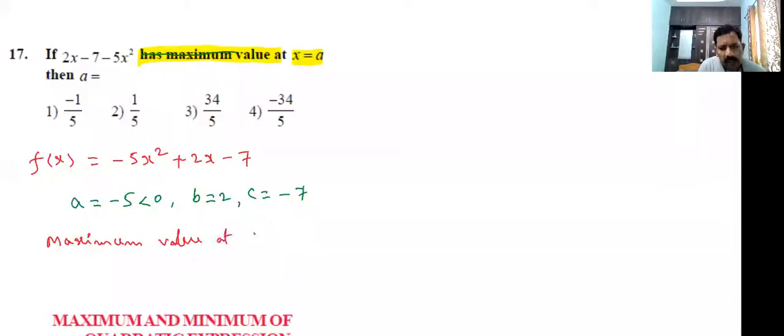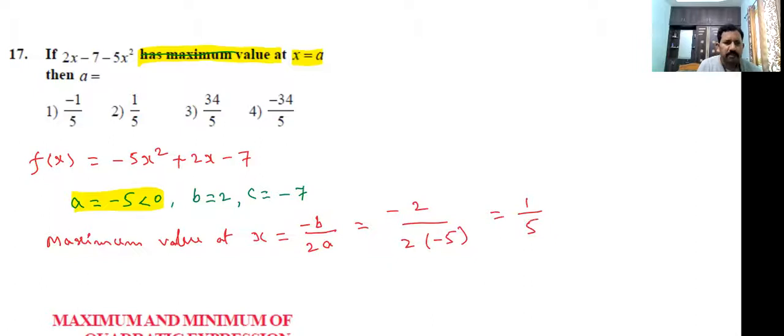At x equal to, what is the formula? Minus b by 2a. They didn't ask for the maximum value; they are asking where it is maximum. Okay. So by observing the a value, we have decided that the given expression has a maximum value at x equal to minus b by 2a. Substitute the values. Minus b means 2, by 2a. The a value is minus 5. The 2s cancel. We get the answer 1 by 5. Second option, correct. Okay.